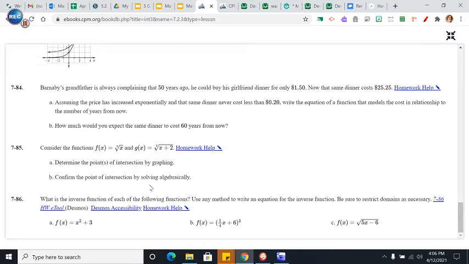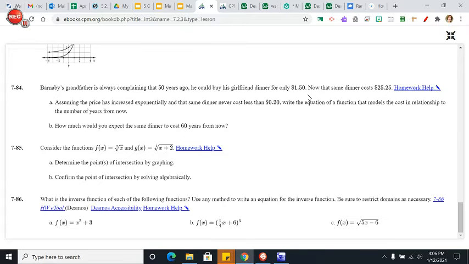Okay. Barnaby's grandfather is always complaining. This is another one where you're writing an exponential equation, so if you need more practice with this, it would be a good one to do. He is always complaining that 50 years ago he could buy his girlfriend dinner for $1.50. Now that same dinner costs $25.25. Assuming the prices increased exponentially and that same dinner never costs less than 20 cents, write the equation of a function that models the cost in relationship to the number of years from now.